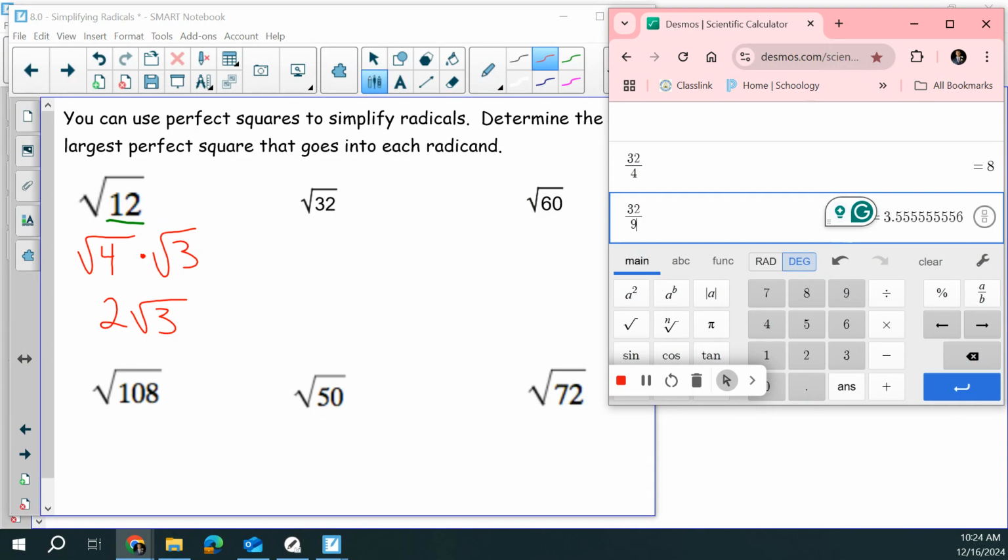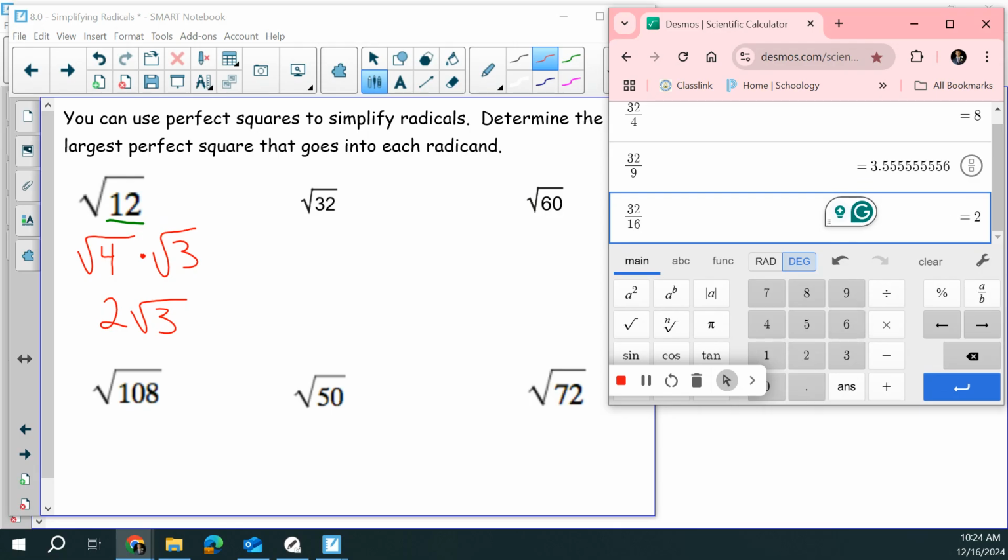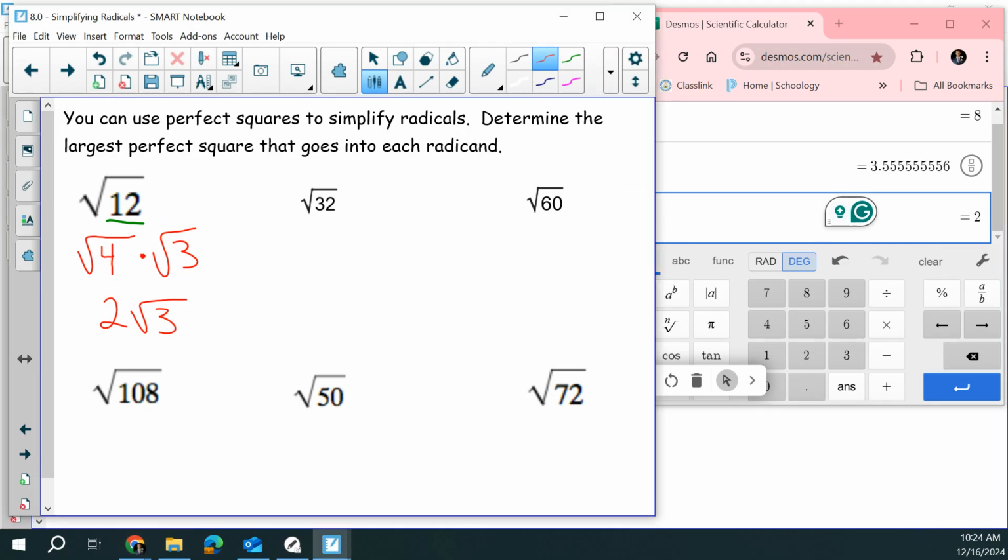32 divided by 9 equals 3.55. 32 divided by 16 equals 2. So even though 4 goes into 32, there's actually a bigger perfect square. 16 is a bigger perfect square. So the way I'm going to break apart 32 is 16 times 2. 16 was my perfect square, so that's what I simplify. The square root of 16 is 4, so this breaks down to 4 times the square root of 2.